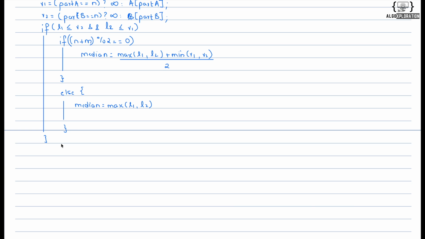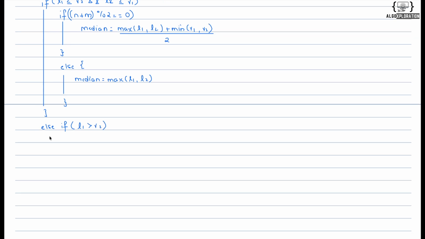Now if L1 is turning out to be greater than R2, then we need to go on the left hand side, so high will be partition A minus 1. Otherwise we need to go on the right hand side, so low equals to partition A plus 1. And that's it, we are done.